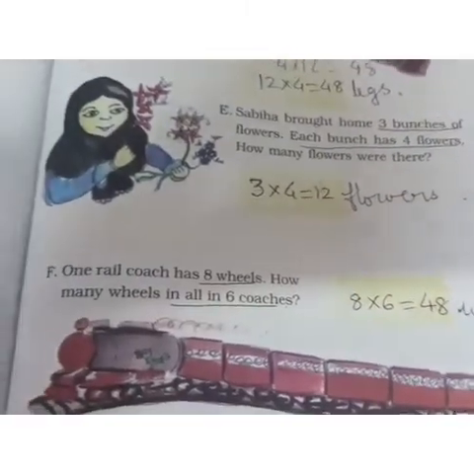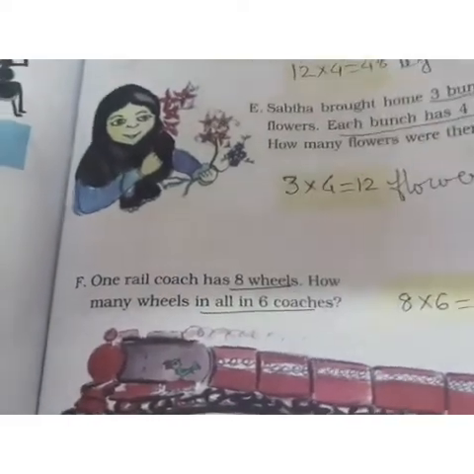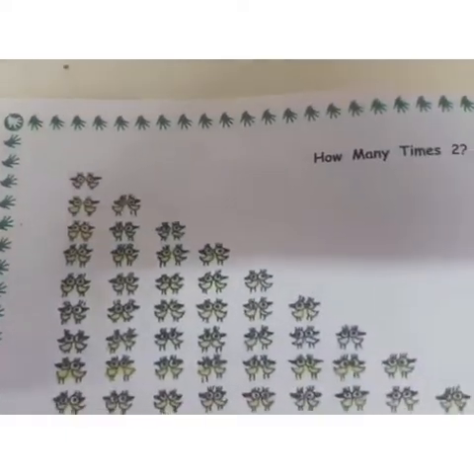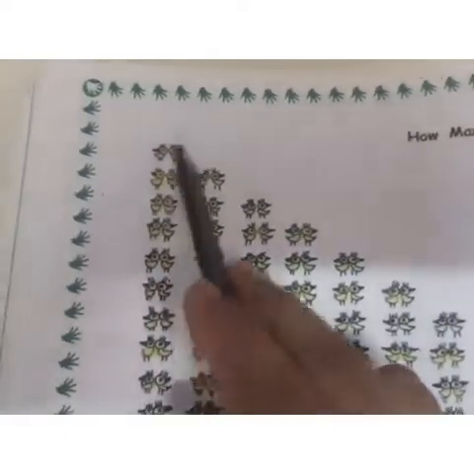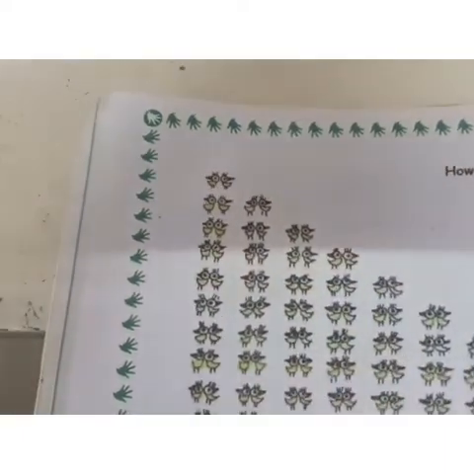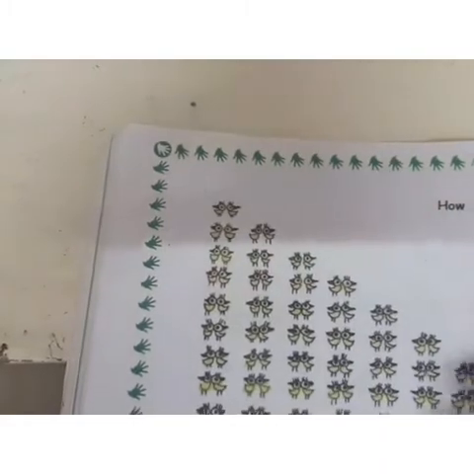So this way you have to do this. Moving on to page number 126. Now this is how many twos. That means this is basically the table of 2 that is given here. 2, 4, then 1, 2, 3, 1, 2, 3, 4. So this is a table of 2, how many times 2.